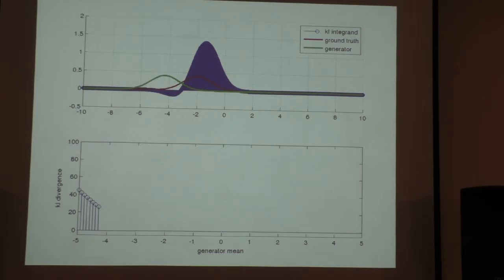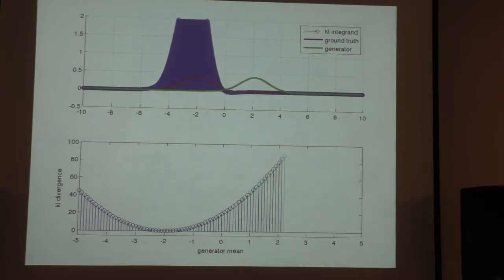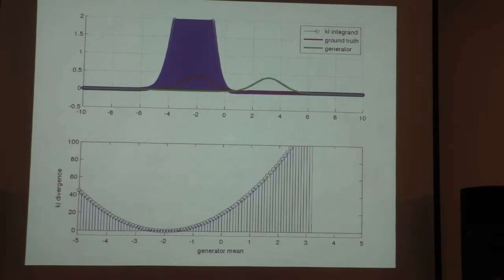As I change the parameters, I can see the evolution of the KL divergence. So as I get closer to the real distribution, the KL divergence goes lower. Here it gets to the lowest point, and as I get further away, the divergence increases. And as I go further and further, it can actually reach infinite values.